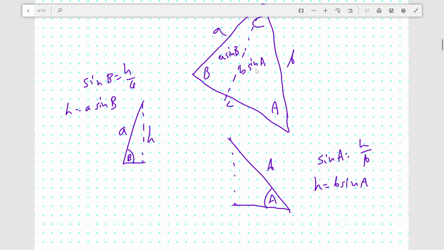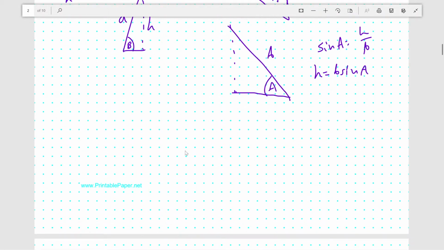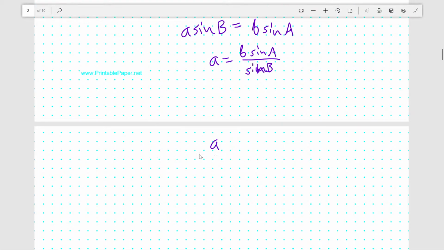And if we put it back into this big triangle, you might notice that these are actually referring to the same length. So we have proven, geometrically, that A sine B is equal to B sine A. So to get it in the form we're familiar with, first we're going to divide both sides by sine B, and we get that A is equal to B sine A over sine B. And then next we're going to divide both sides by sine A. So we have A over sine A is equal to B over sine B.